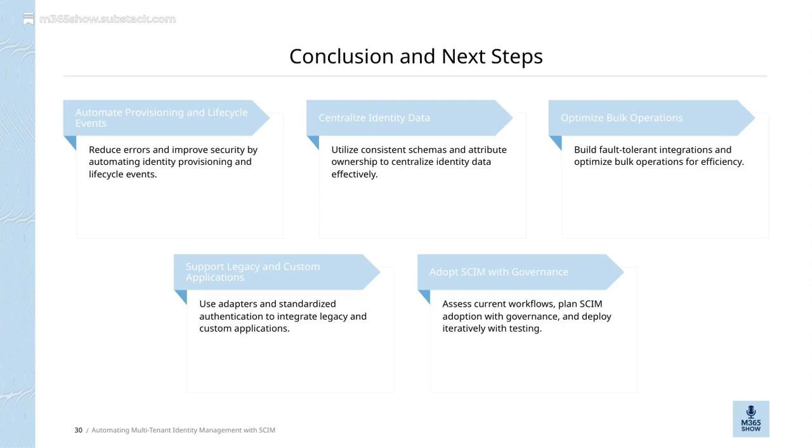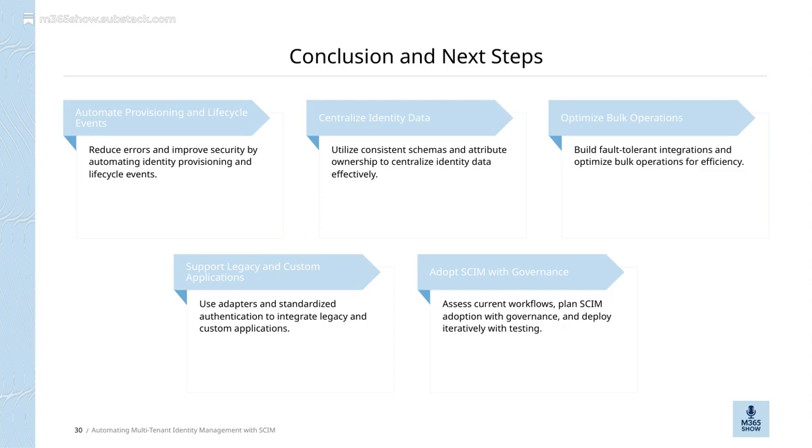Next, adopting SCIM with governance means leveraging adapters and standardized authentication methods to smoothly integrate both legacy and custom applications. This ensures seamless connectivity without compromising security or control. Supporting legacy and custom applications is crucial, so focus on building fault-tolerant integrations. Also, optimize bulk operations to improve efficiency. Handling large volumes of data without hiccups is vital for scalability.